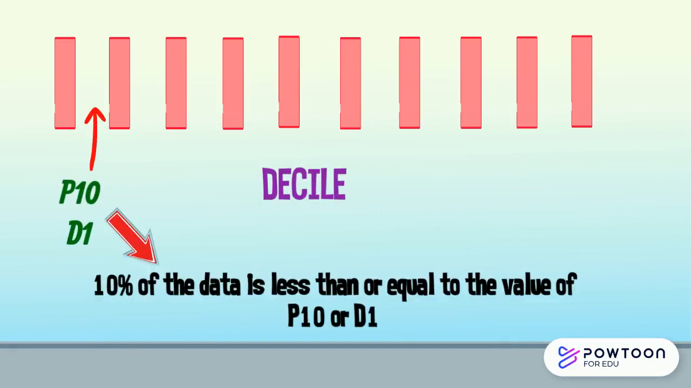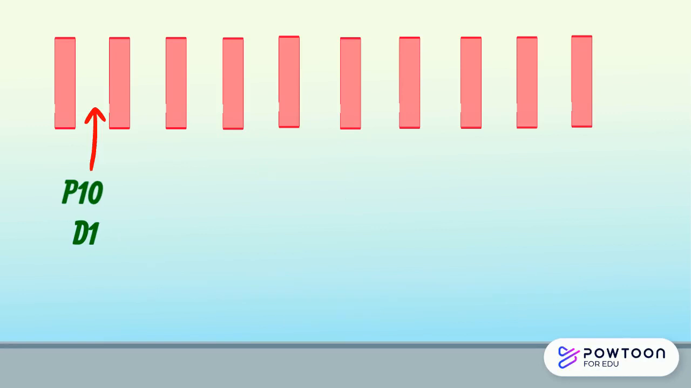You have learned that a distribution that is divided into 10 is called a decile. The first decile is the 10th percentile. It means that 10% of the data is less than or equal to the value of the 10th percentile or the first decile. If the first decile is equal to the 10th percentile, what would be the value of the second decile?